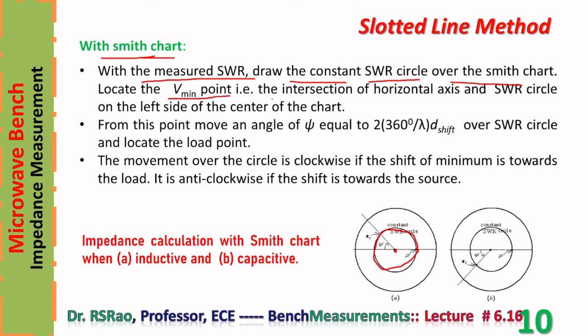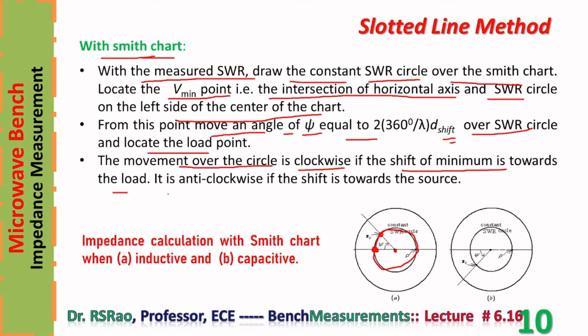Locate the V minimum point, that is the intersection of the horizontal axis and the SWR circle on the left side of the center of the chart. So this is V minimum. From this point, move an angle psi equal to 2 into 360 degrees by lambda into D shift over the SWR circle and locate the load point. You see here, move, locate the load point. The movement over the circle is clockwise if the shift of minimum is towards the load, and anti-clockwise if the shift is towards the source.